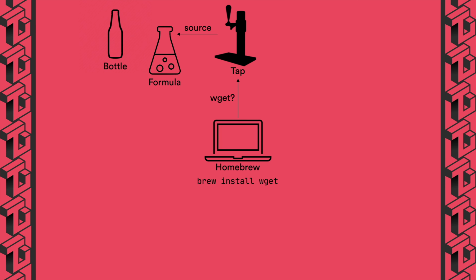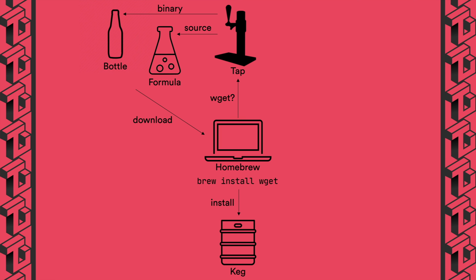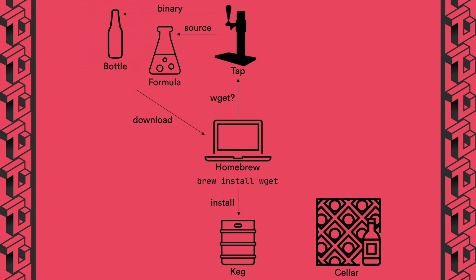Alternatively, there could be a bottle instead of a formula. This is a precompiled binary that Homebrew just has to download and install. The files are downloaded to your Mac, where they are compiled if necessary. The app is installed in a keg, which is a self-contained folder containing the application. Kegs are stored in a cellar, where you'll find all Homebrew software you've installed. The cellar is kept in user local.